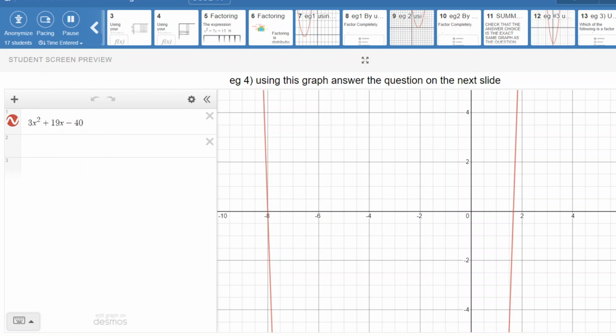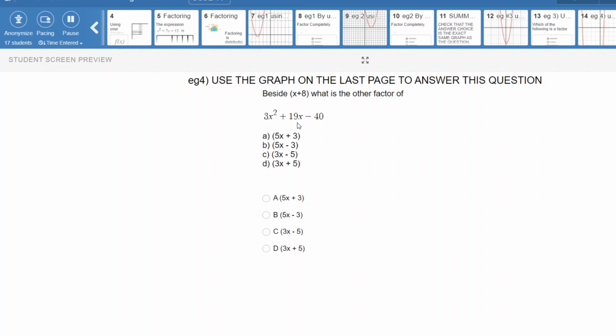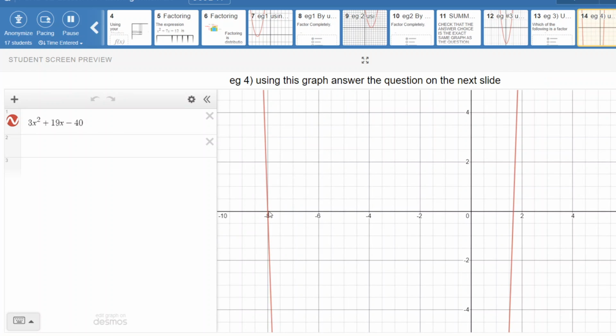Same idea. The question is actually on here: 3x squared plus 19x minus 40. They have told us, or I gave you this in the question, besides x plus 8, what is the other factor? So we'll see why x plus 8 is a factor in a minute. There's negative 8. So when I do the opposite, that would obviously become x plus 8.